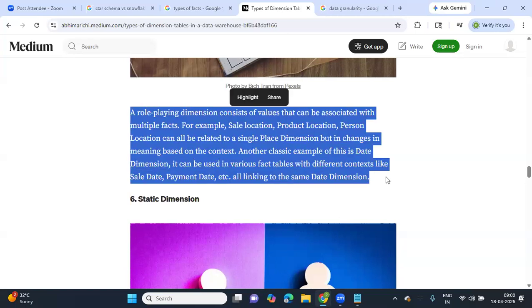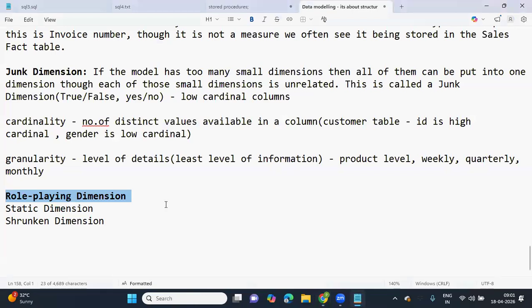The way we look at it is different. So ideally or strictly speaking, conformed or role playing, it's the same, but the way we look at it is different. That's the meaning of role playing.